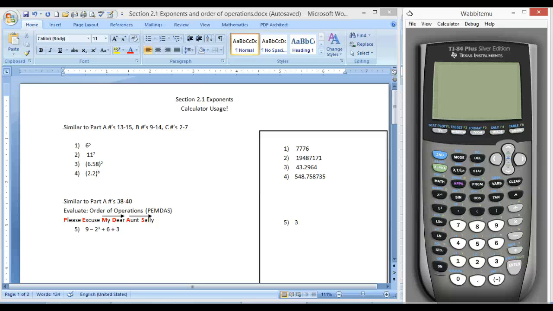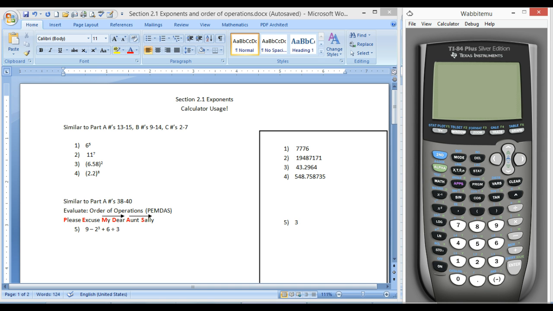So the first 4 questions are similar to Part A, 13 through 15, Part B, 9 through 14, and Part C, 2 through 7. We're just going to get comfortable and familiar with typing exponents into our calculator and into Excel. So the first one is 6 raised to the 5th power. We can say it's 6 to the 5th, or 6 exponent 5, lots of different ways, or raised to the 5th power.